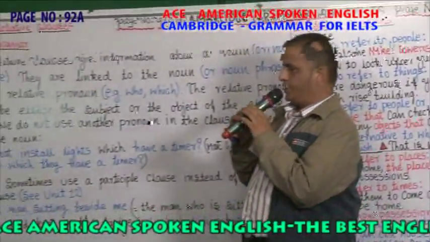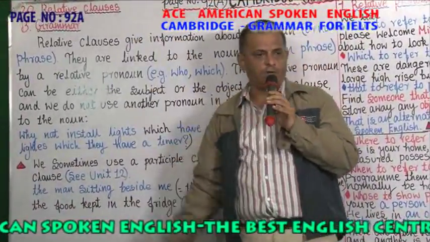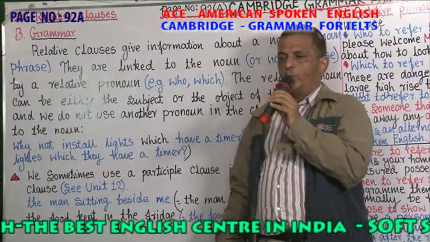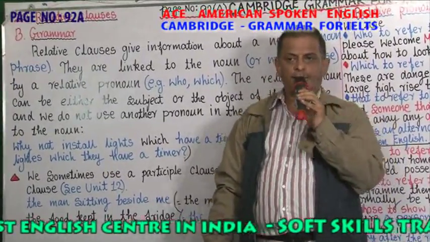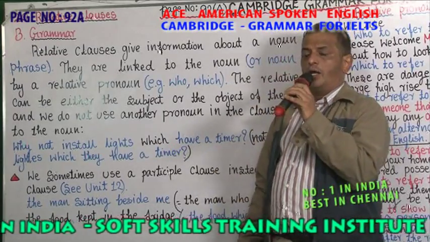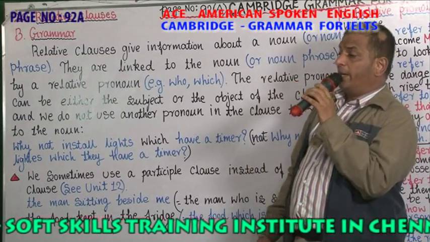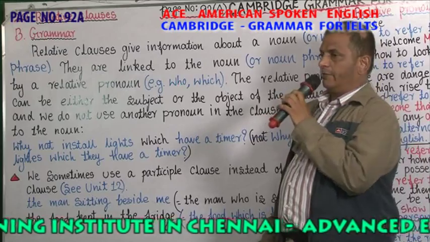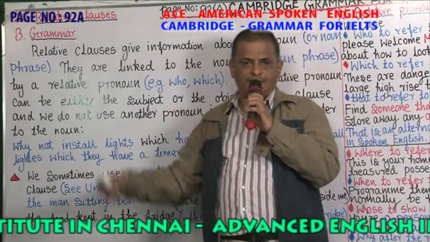92A. The relative clauses. What do you mean by relative clauses? When, which, where, whichever, whenever, wherever. All these words which come in between the sentence are called a relative clause. Clause is a sentence.